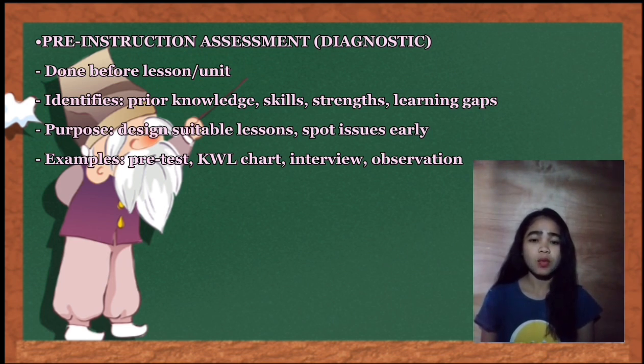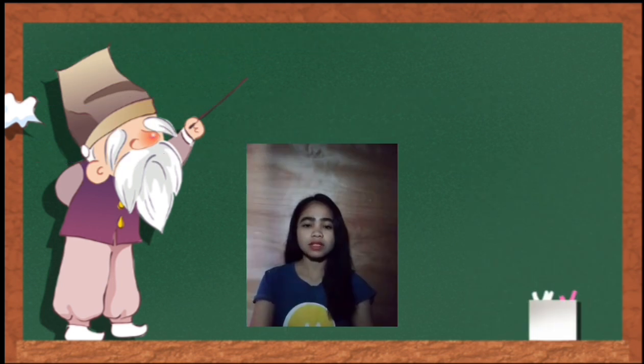And third, the purpose: design suitable lessons and spot issues early. This helps teachers create lessons that fit the students' level and catch problems or wrong ideas before they get worse. And last, examples: pretest, KWL chart, interview, or observation. Some examples are the pretest and the KWL chart: what I know, what I want to know, and what I learned. Talking to students and watching how they work. So that is for my assigned topic. My co-members will continue the next topic.